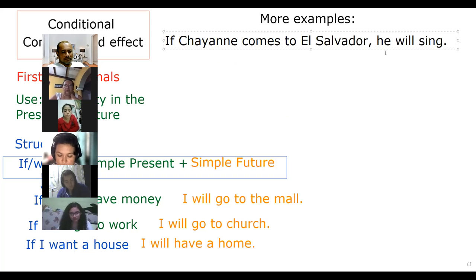Got it? A possibility, right? No es que estoy diciendo, él podría, right? No es una situación imaginaria, okay? Es una posibilidad. Si hay la posibilidad que Cheyenne venga a El Salvador, él va a cantar. Got it? No es imaginario, guys. Es una posibilidad, okay? Cuando es imaginario, usamos second conditionals, not first, okay? So now, notice something here, guys. All right? Now, if I say if Cheyenne comes to El Salvador, why am I saying comes and not come? Porque estoy diciendo comes and not come.